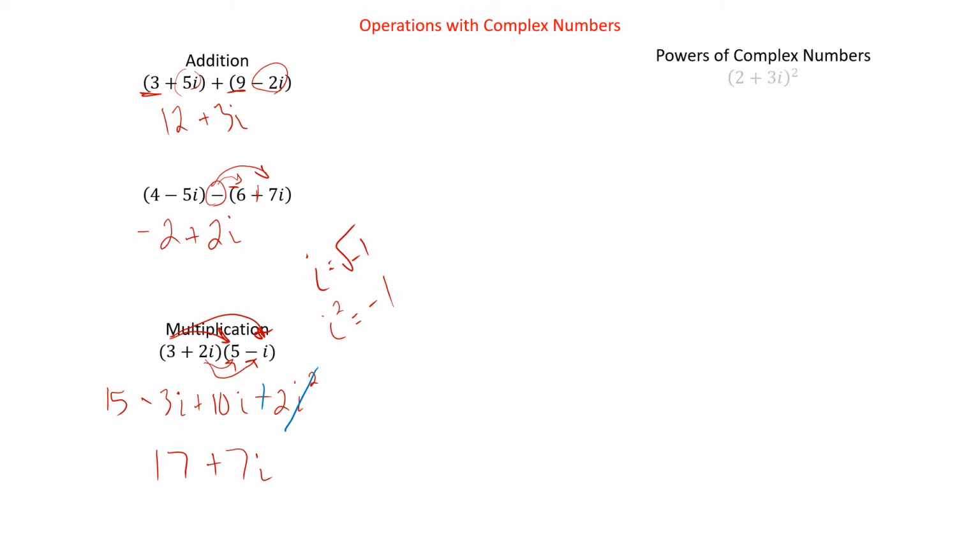So what I'm saying here, this (2 plus 3i) squared, this is not 2 squared plus (3i) squared. It is not that. What it is, (2 plus 3i) times (2 plus 3i), and then we have to multiply, just like we just did.